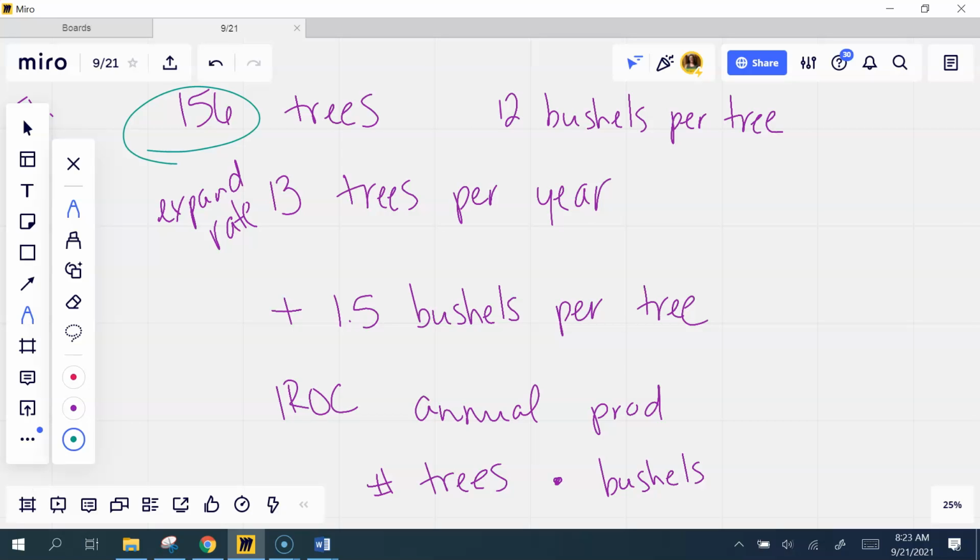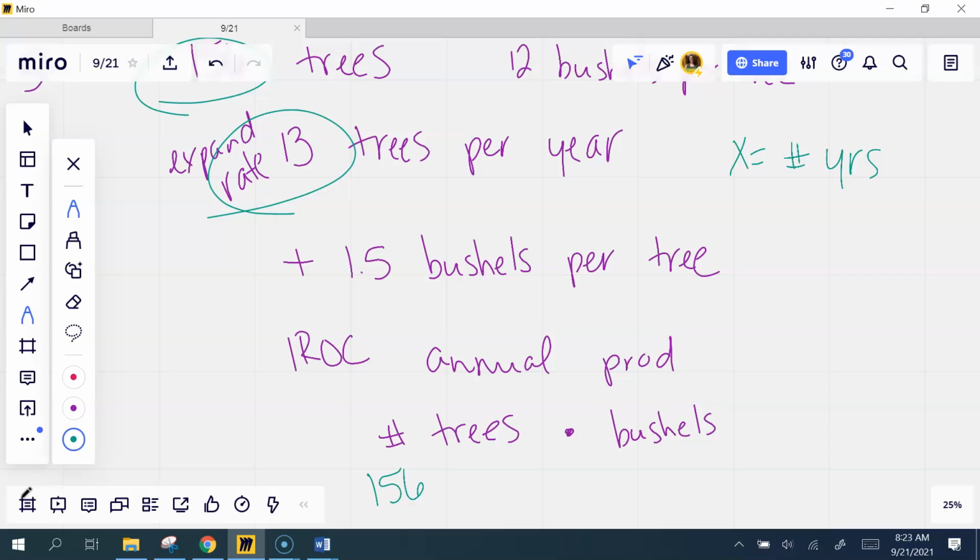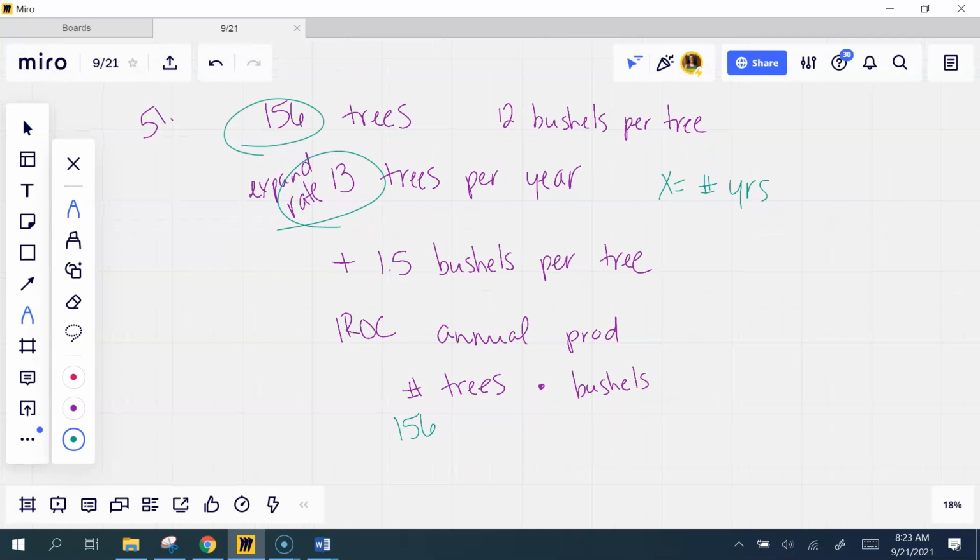Plus 13 trees per year. I'm going to let my variable be the number of years, or T for time. So 156 plus, how many trees is it? 13 more every year. Does that make sense? That's a plus. So the number of trees I have is 156 to start with, and then 13 more trees every year. So depending on how many years it's been, I plug that in for X, and that'll tell me how many trees I've got.